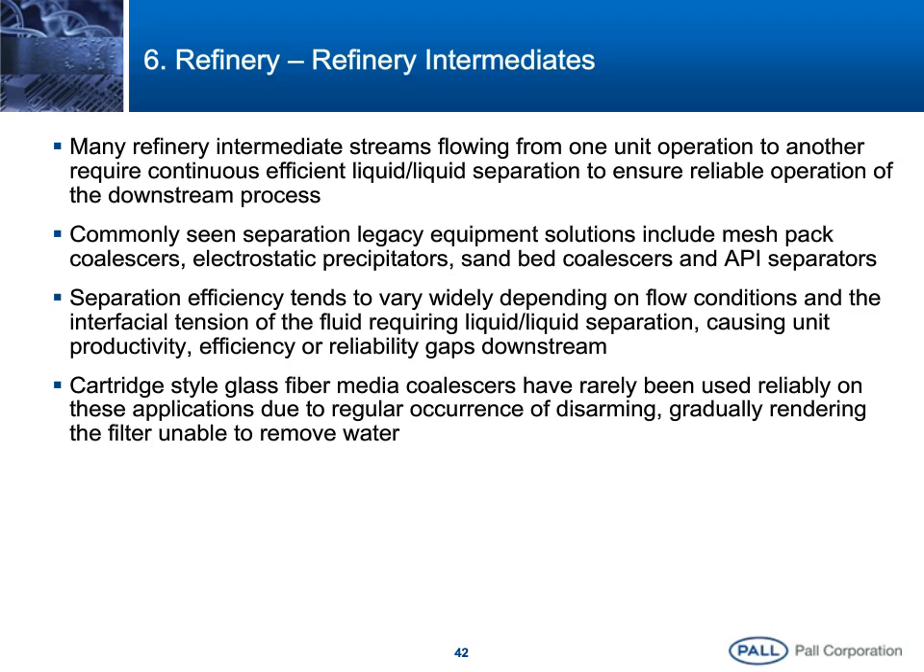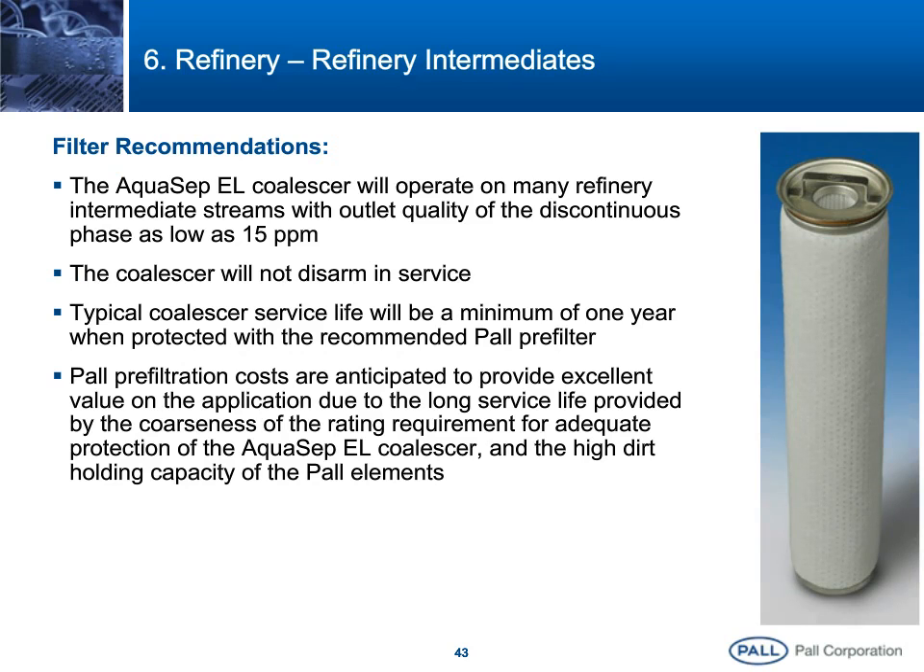So what's recommended on these applications is to consider the Aquacep EL coalescer. This will handle the continuous nature very, very effectively, giving us water contents downstream as low as 15 ppm. You will not see any disarming in service. The life on these coalescers will be a minimum of 1 year when protected with the recommended Pall pre-filter, and pre-filter costs should be well controlled because of the coarse filtration requirements on the EL coalescer.